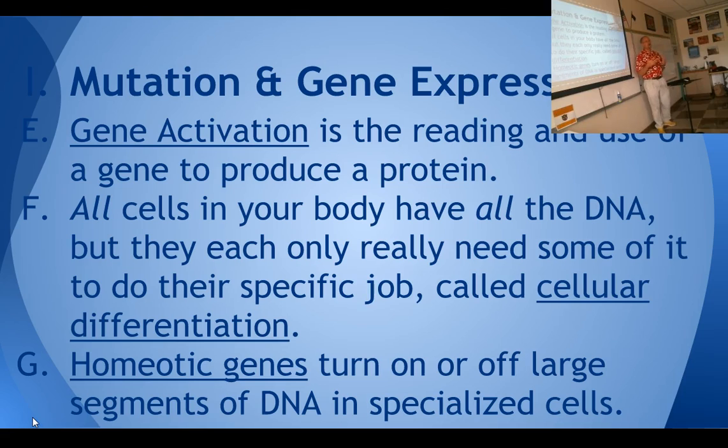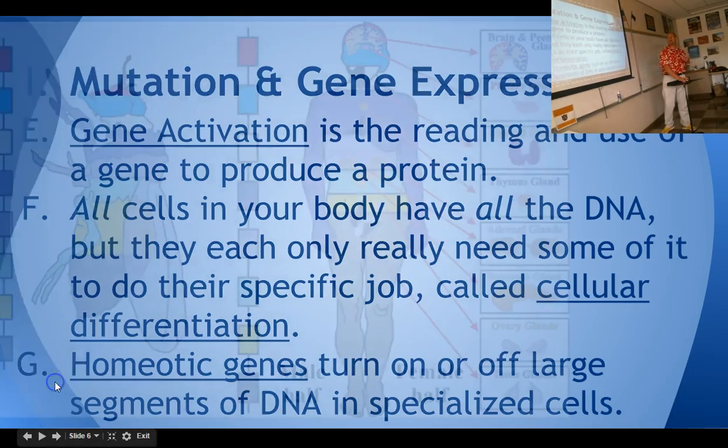This is why normal frogs don't have arms growing out of their back, because the back knows it's not an arm. And so these homeotic genes turn on big pieces of DNA or turn off big pieces of DNA. Well, what happens if one of those genes is mutated? If the homeotic gene is mutated, then the homeotic gene turns on the wrong cell structures, turns on the wrong organismal features, right?